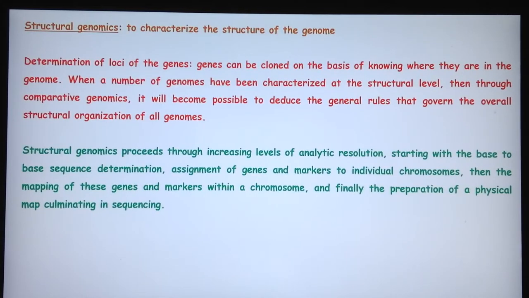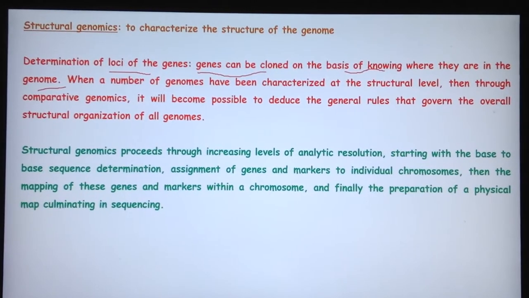Now structural genomics characterizes the structure of the genome. In this we will also study the loci of the gene, where genes are located on the chromosome. So genes can be cloned on the basis of knowing where they are in the genome. So it is very important to know where the genes are present in the genome. Then if the loci and their placement on the genome are known, they can be characterized at the structural level and used for comparative genomics, and it will be possible to deduce the general rules that govern the overall structural organization of all the genomes.